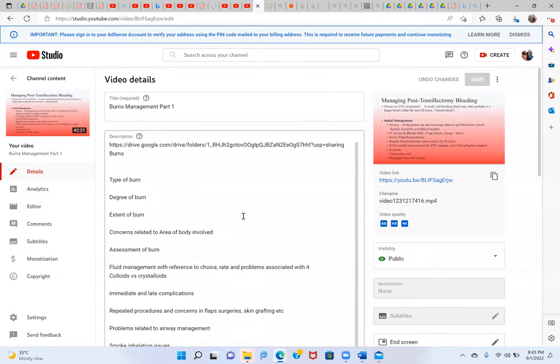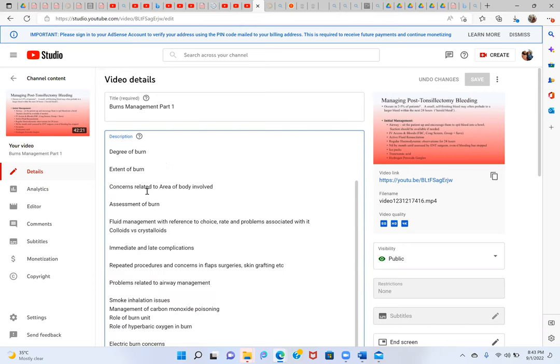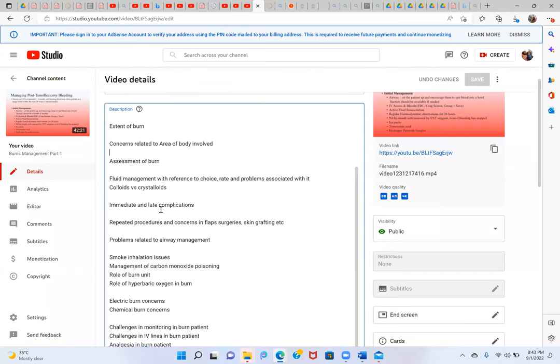Yes. So, actually, this was the agenda. We just tried to cover the type of burn, degree of burn, extent of burn, concerns related to the area of body involved. We discussed almost all these things yesterday. Okay. Assessment of burn, fluid management with reference to choice, rate, and problems associated with it, crystalloid versus colloids. Okay.